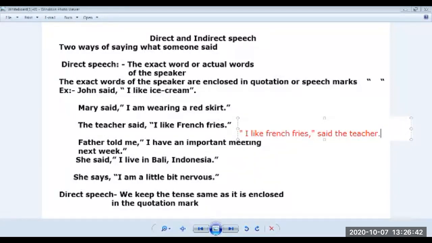To separate. To separate the reporting verb from the reported speech. This part of the speech is the reported sentence, and this is the reporting verb. So to separate this, we use a comma. Okay, and this is put under quotation marks. Clear?